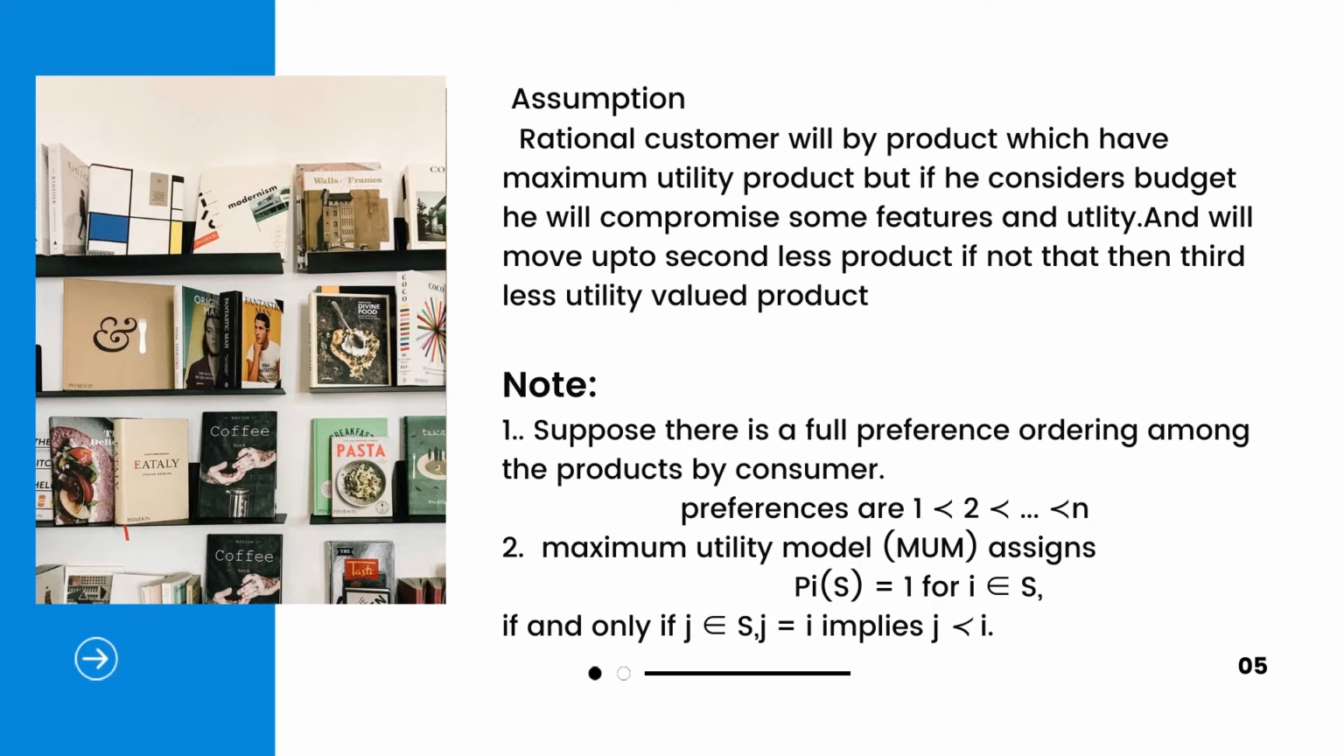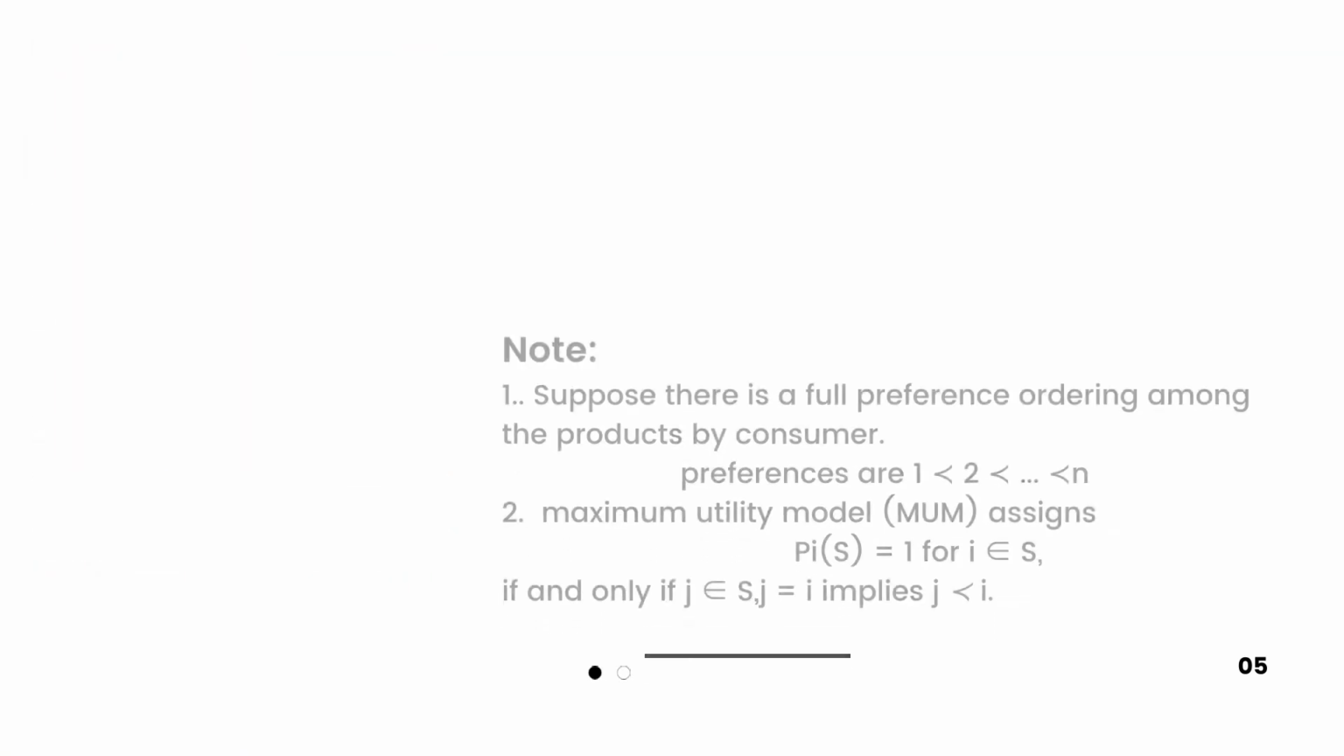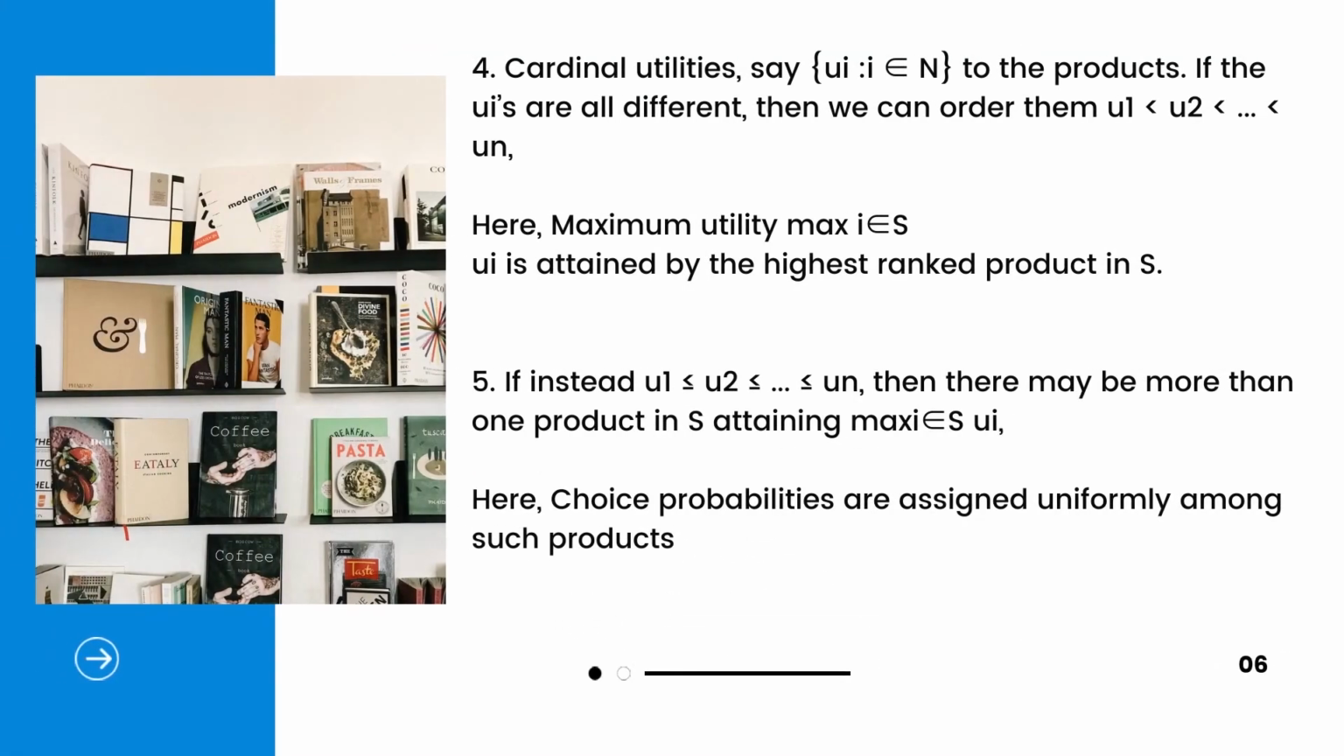The maximum utility model is often presented by assigning a cardinal utility, say, denoted by Ui, where i belongs to the set N. If the Uis are all different, then we can order them U1, U2, U3, up to UN. And for any set S, which is a subset of the set N, the maximum utility Ui is attained by the highest rank product in the set S.